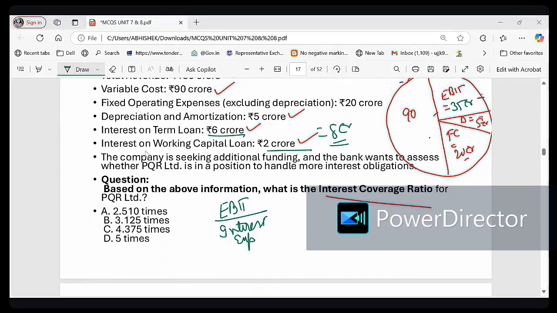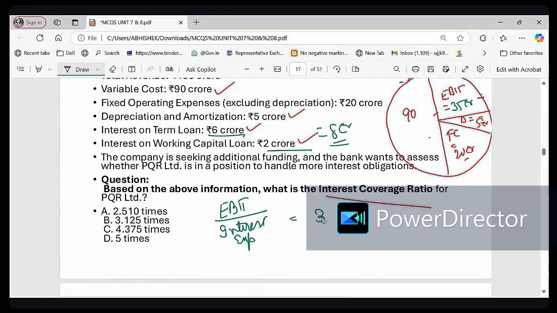Yes, they are paying interest on the term loan and the company is also paying interest on the working capital loan. So how much is the total interest they are paying? The total interest they are paying is 8 crore. And how much is the EBIT? 35 crore. So now can you tell me the interest coverage ratio? Just divide both of them.